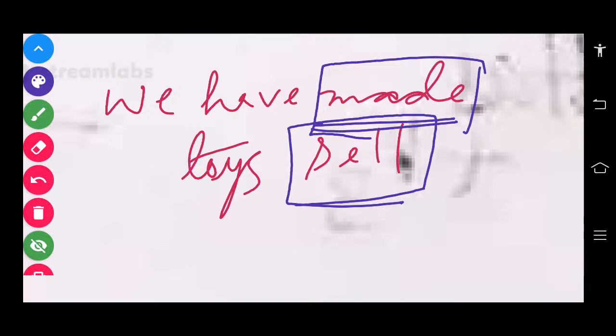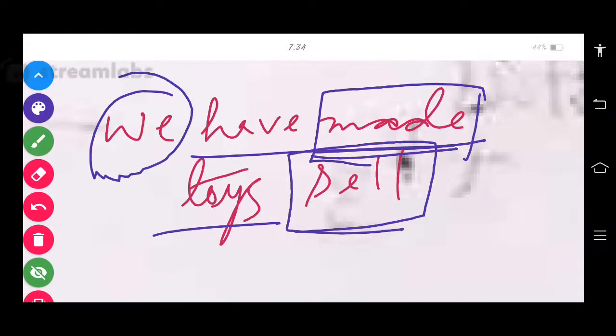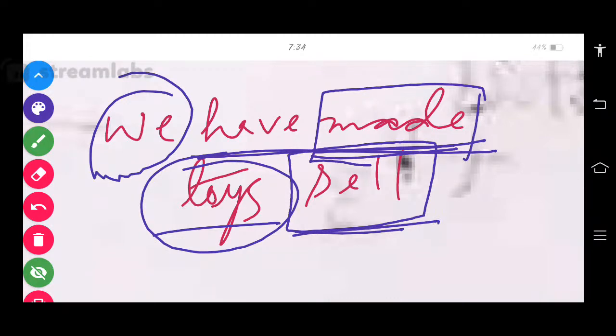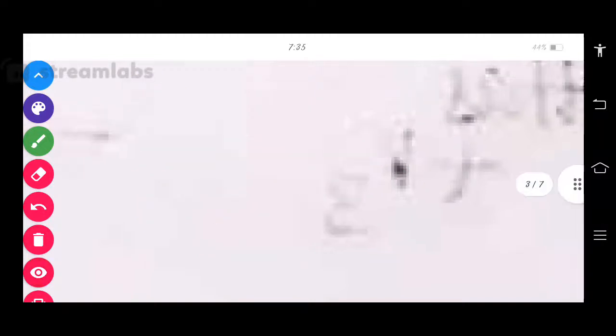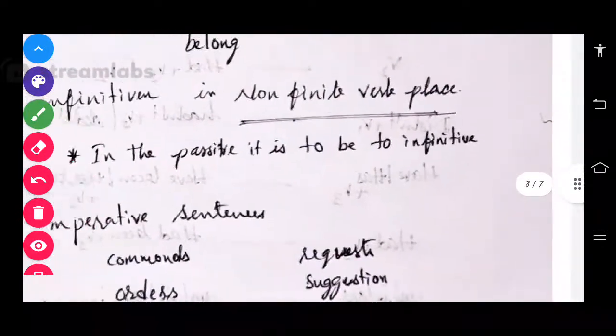In this case, what do we have to do? Toys is the object, have made is the verb and we is the subject. So in the passive we have to say to sell. We need not use we, we just start the sentence with toys. Have made has to be used like have been made to sell. Toys have been made to sell, that is the correct answer. If you answer those questions, it will help you understand well.